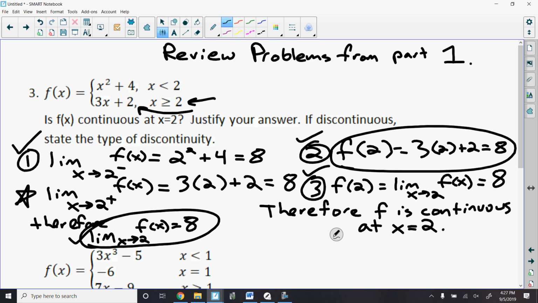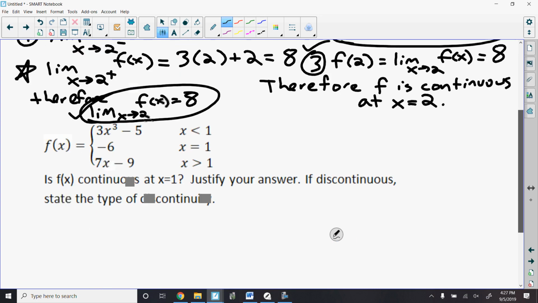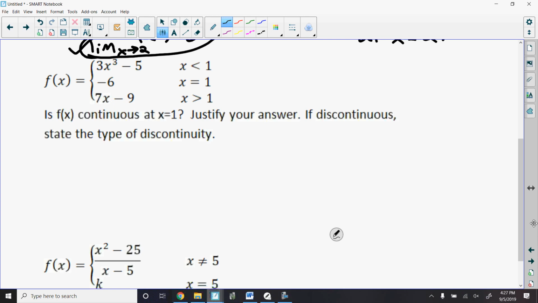Okay? The second piecewise here. I want to know continuity at x equals 1, because 1 is the place where my piecewise changes, right? I use 3x cubed minus 5 for all values x less than 1. I use 7x minus 9 for all values x greater than 1. And I use negative 6 at x equals 1. Okay. So I want to prove continuity, so I have to go through my three steps.